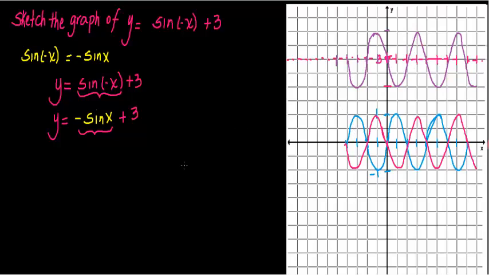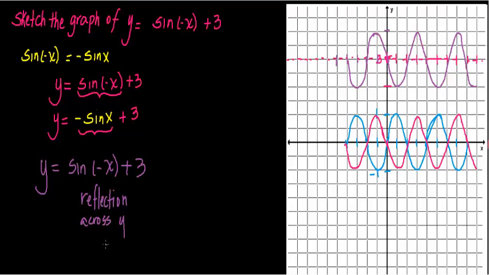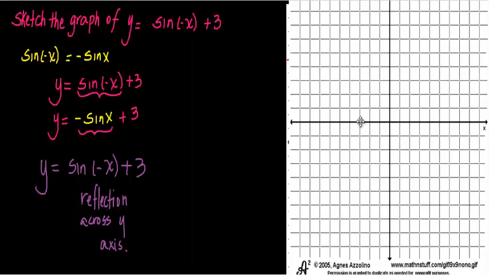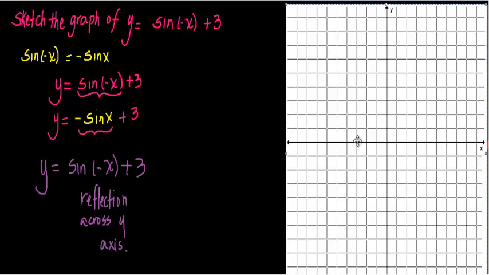Now, if I want to do this differently, this is what you would do. Y is equal to the sine of negative x plus 3. This negative inside the function is a reflection, but instead of a reflection across the x-axis, it's across the y-axis. Okay? So let me get a new coordinate plane here. And there we go.